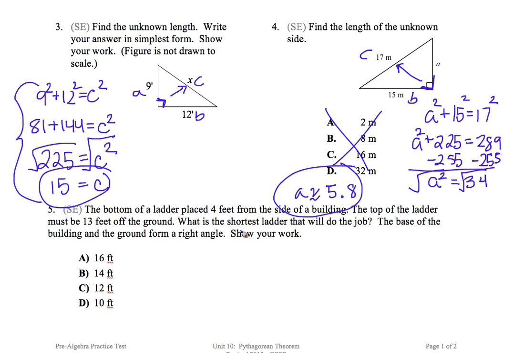All right, number 5. Bottom of a ladder placed 4 feet from the side of a building. Top of the ladder must be 13 feet off the ground. So here's my building. Pretend that that's straight. And here's my ground. So this is 4 feet because here's the bottom of my ladder. Here's the top of my ladder.